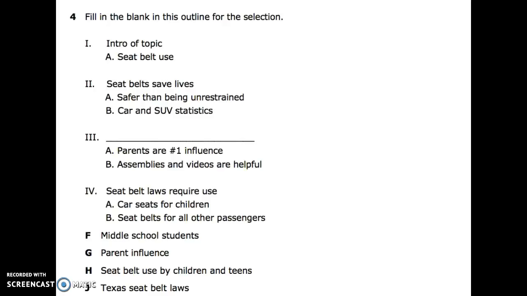4. Seatbelt laws require use. A. Car seats for children. B. Seatbelts for all other passengers. F. Middle school students. G. Parent influence. H. Seatbelt use by children and teens. J. Texas seatbelt laws.